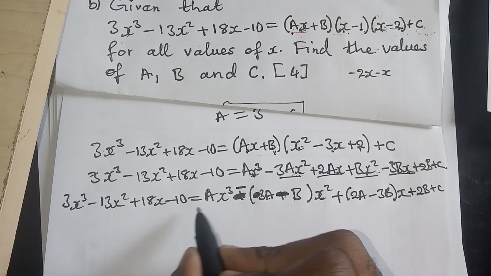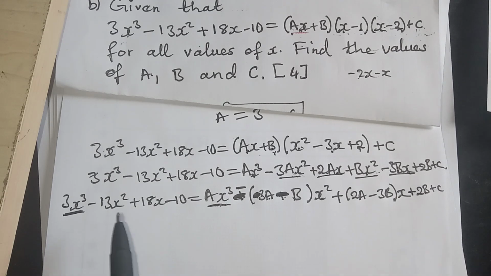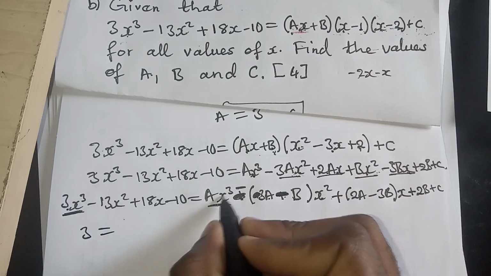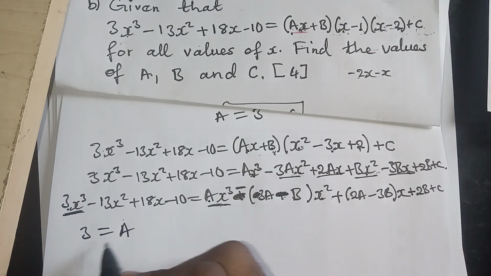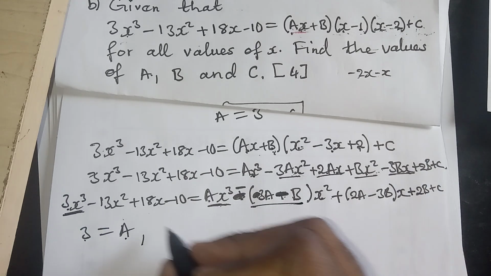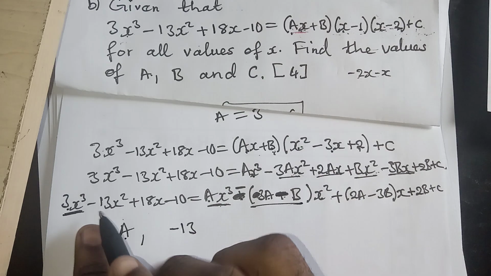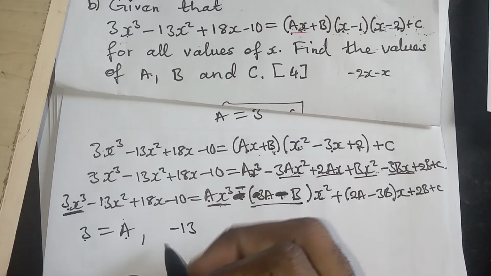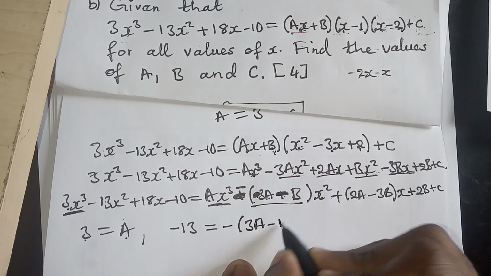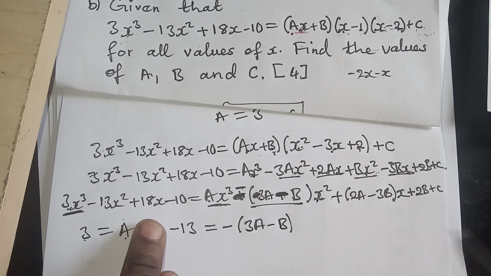So as you can see, the coefficients of these must be the same in order for these two to be the same. So when the coefficient is 3 here and the coefficient is a there, it means a is equal to 3. And then for x squared, we have a negative 13. If you want, you can just get it as a 13, since we already have a negative sign there, is equal to negative 3a minus b. So the coefficients of x squared must equally be the same.